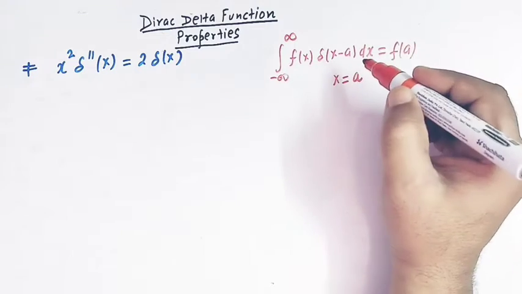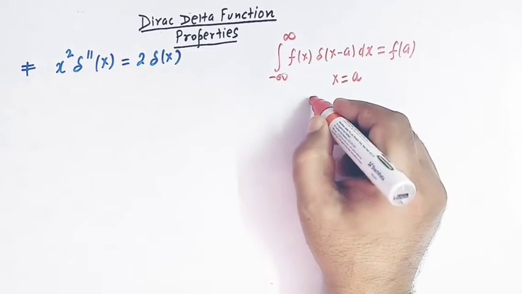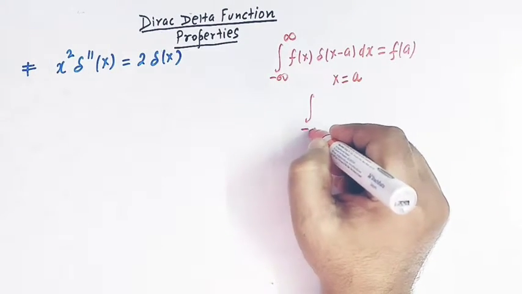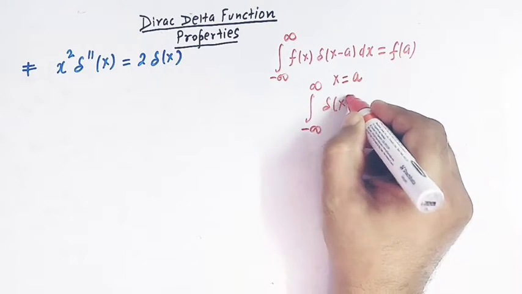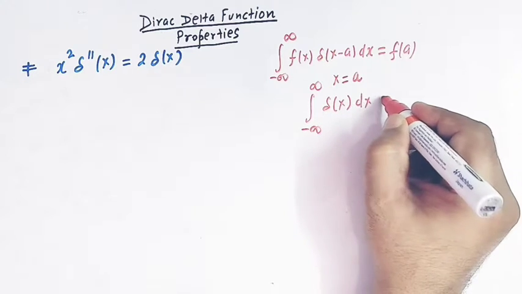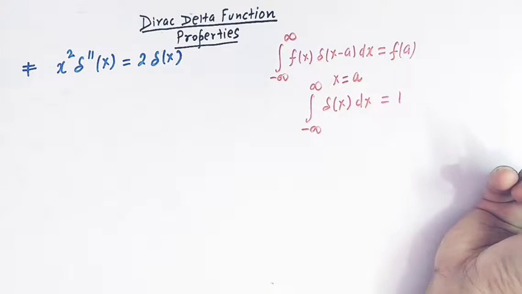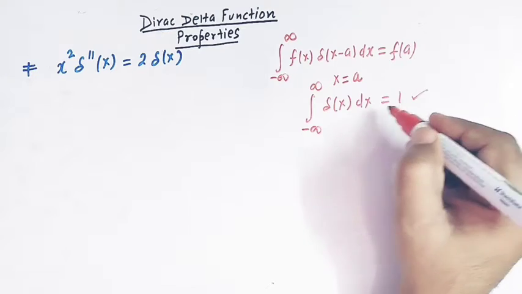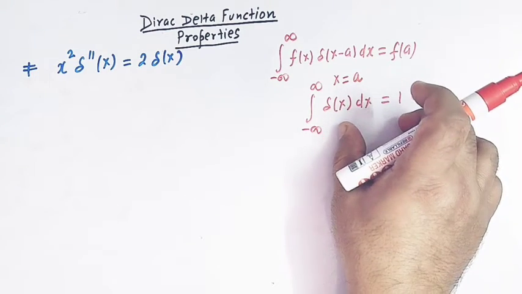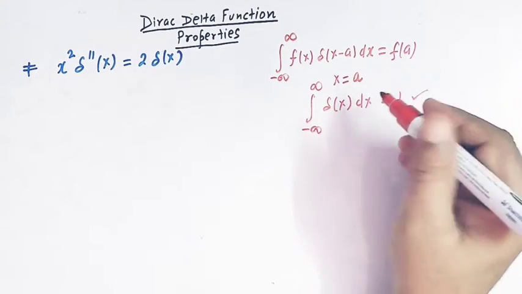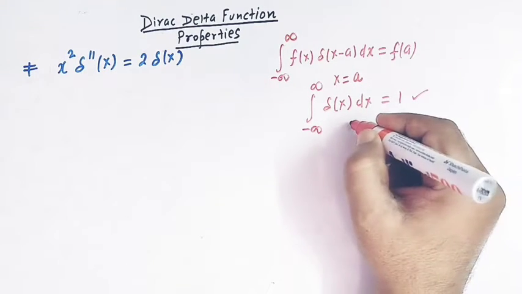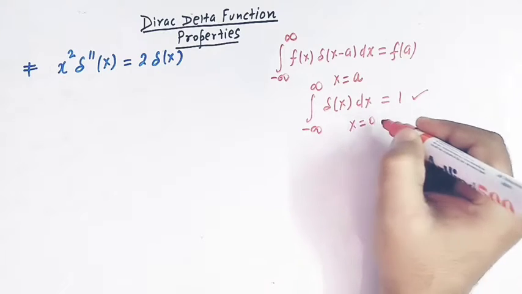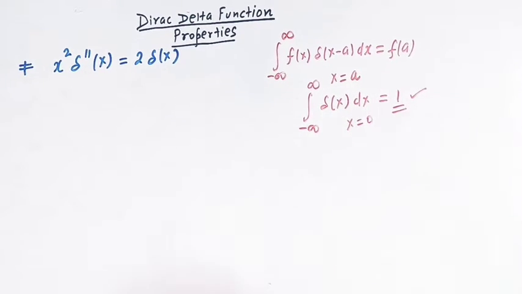And we can also define the Dirac delta function by this integral, from minus infinity to infinity, delta of x dx is equal to 1. This integral shows that the total area bounded by the Dirac delta function in the neighborhood of x is equal to 0 is 1, that is, unity.